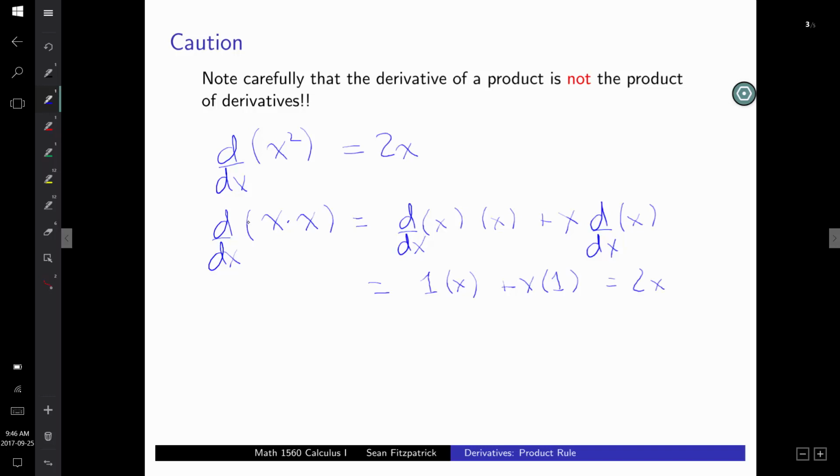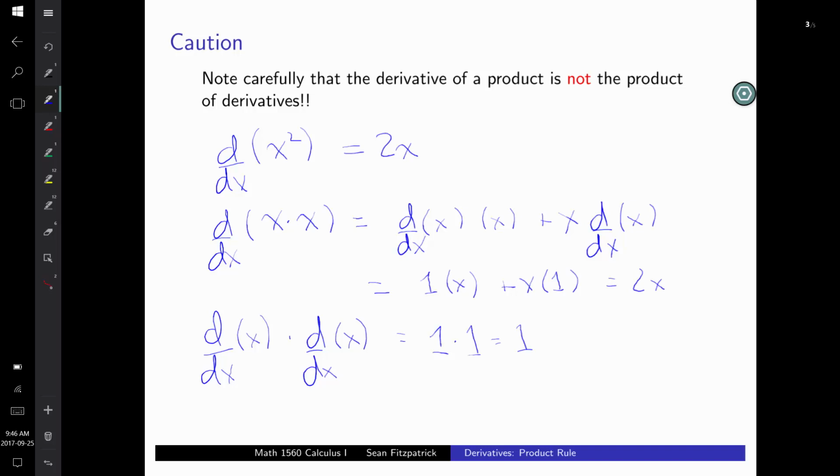But what if I wasn't paying attention and I just did the derivative of x times the derivative of x, right? Well, then I would just get 1 times 1. I would get 1, right? So that obviously can't work. If this were true, then the derivative of x squared would not be 2x, it would just be 1.